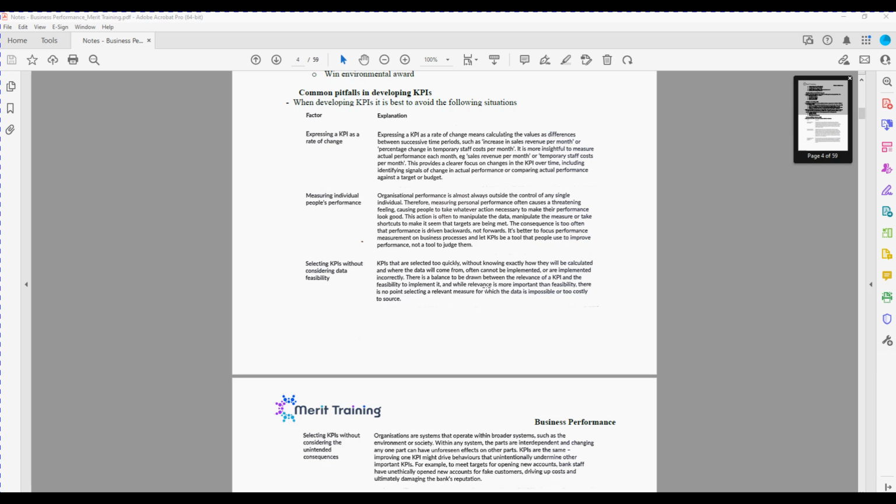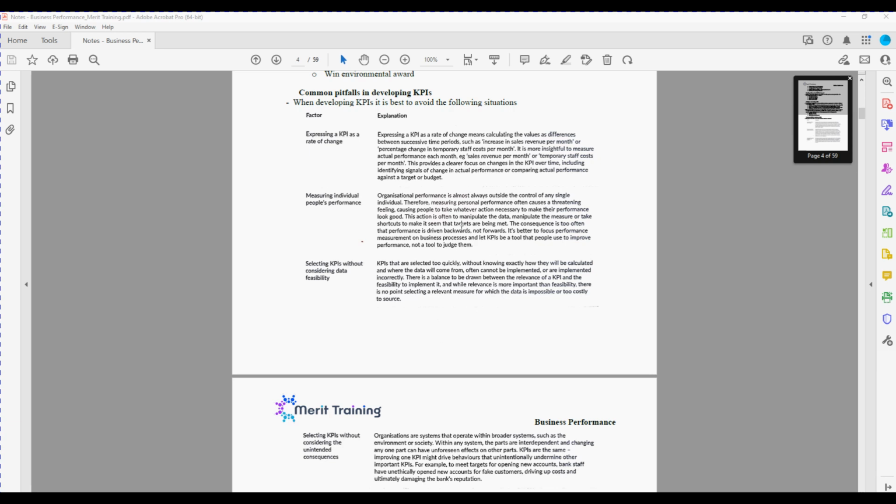So typically when we're linking this to strategy, which is organizational goals, which is organization-wide, it's often outside of the control of any single individual. Therefore, when you're trying to set KPIs which measure whether the company is achieving its goals, it doesn't make a lot of sense to measure individual people's performance most of the time. Not always, but most of the time. And it can actually be threatening to people.